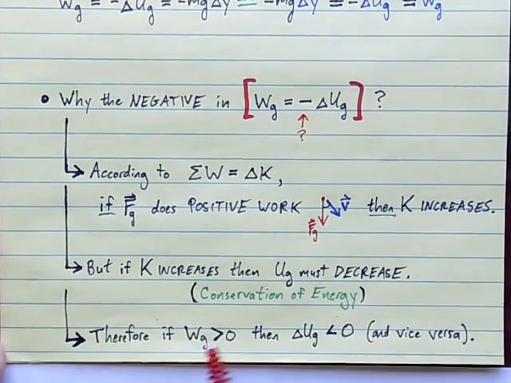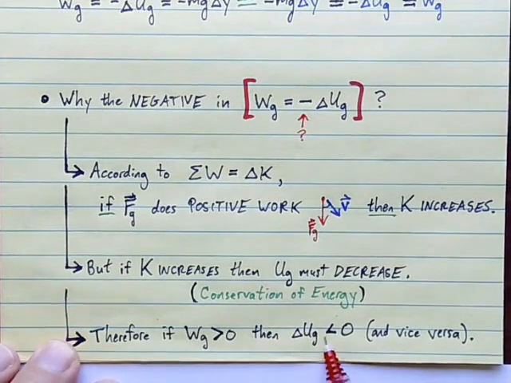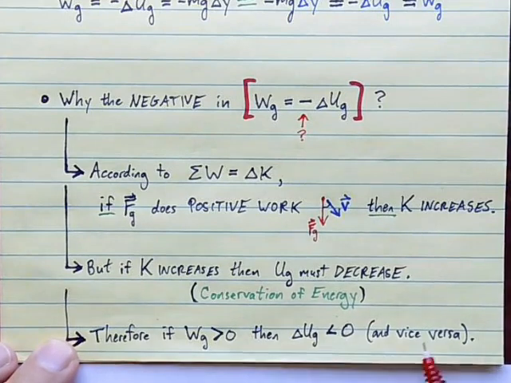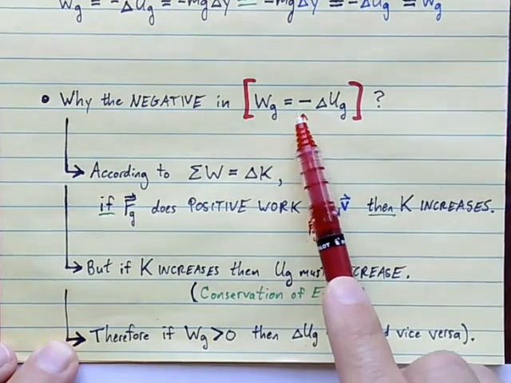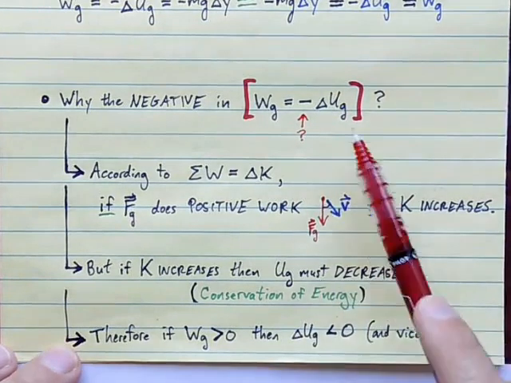Therefore, if the work done by gravity is positive, then the change in UG must be negative, and vice versa. That's what that sign here is telling us. If this is positive, then the change in UG must be negative.